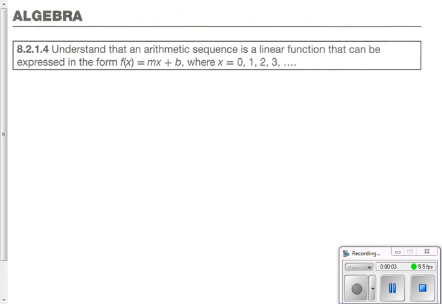8214 covers arithmetic sequences in a linear function that can be written in the form f of x equals mx plus b, where x equals 0, 1, 2, and 3. Remember, an arithmetic sequence is a sequence where you have addition or subtraction taking place. That is your common difference normally, and it's also representing your slope.